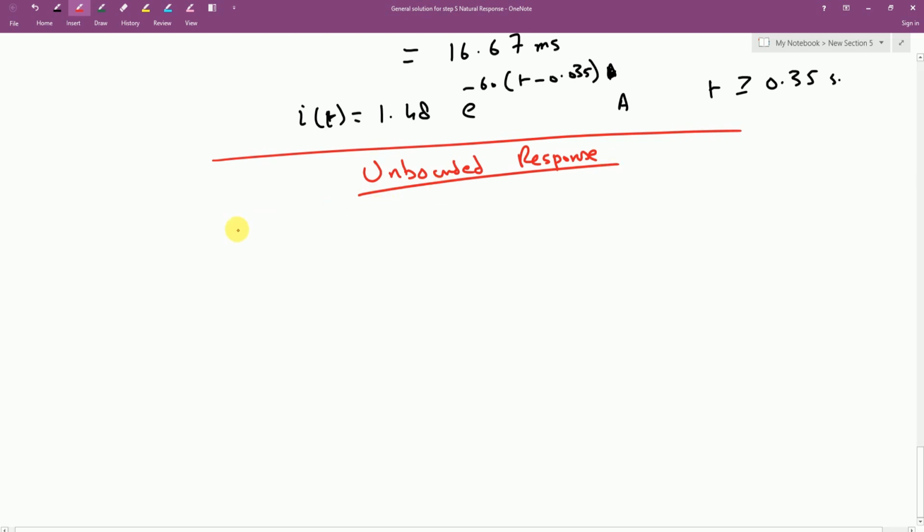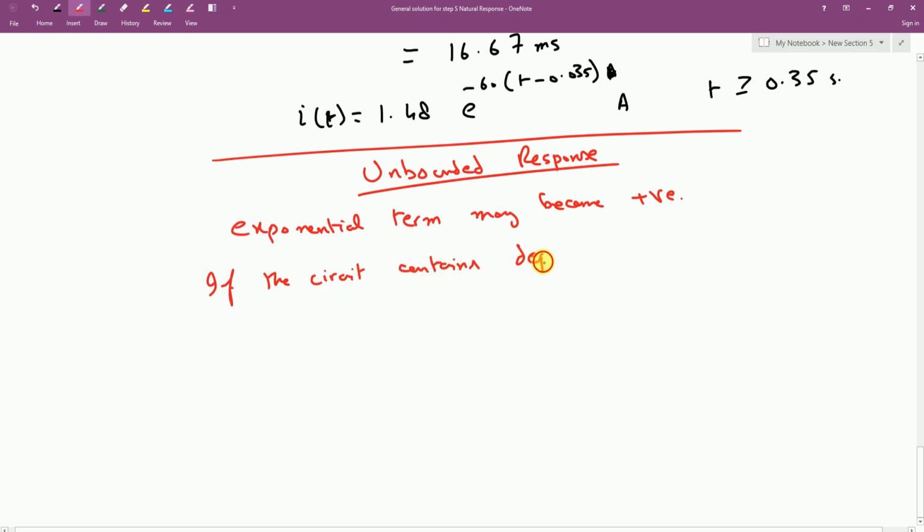For an unbounded response, the exponential term may become positive. But the question is how. This happens if the circuit contains dependent sources. If the circuit contains dependent sources, then it is possible that the net or the Thevenin resistance of that particular circuit comes out to be a negative value.